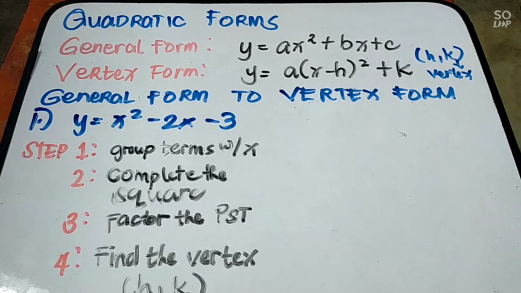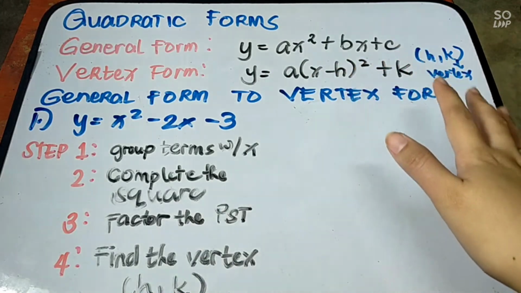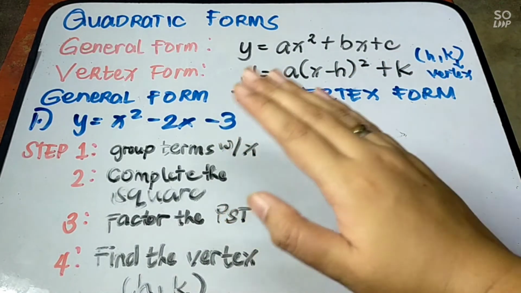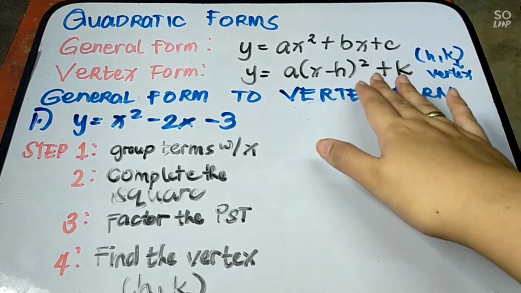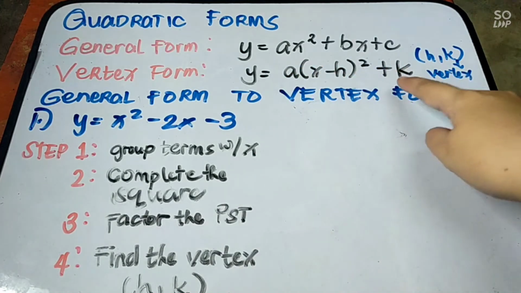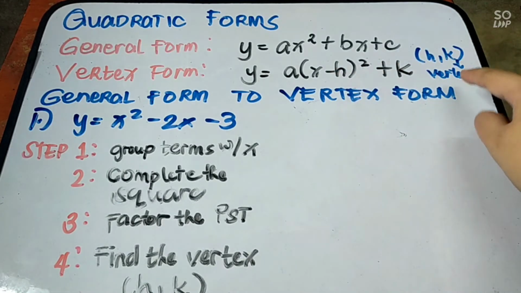We have two quadratic forms. We have what you call general form and then vertex form. General form is defined by y is equal to ax squared plus bx plus c, while the vertex form is defined by y is equal to a multiplied by the square of x minus h plus k, where h and k is what you call the vertex.